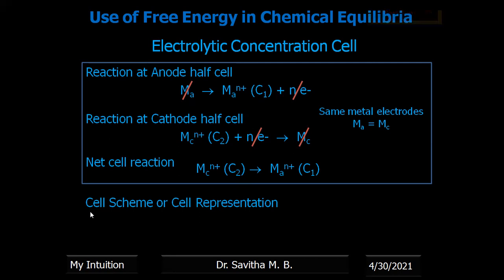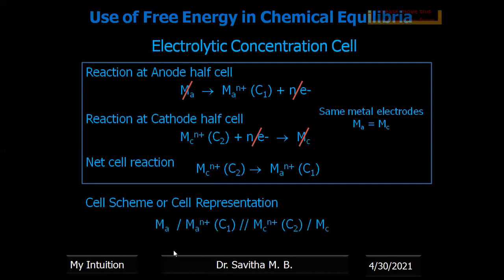Now, writing the cell representation. As you know, in the cell representation there will be a salt bridge, the first part is the anode part and the second part is the cathode part. As you know, the cell representation itself gives the reaction. At the anode compartment, metal is getting converted into metal ions of C1 concentration. At the cathode compartment, metal ions of C2 concentration are getting deposited as metal.